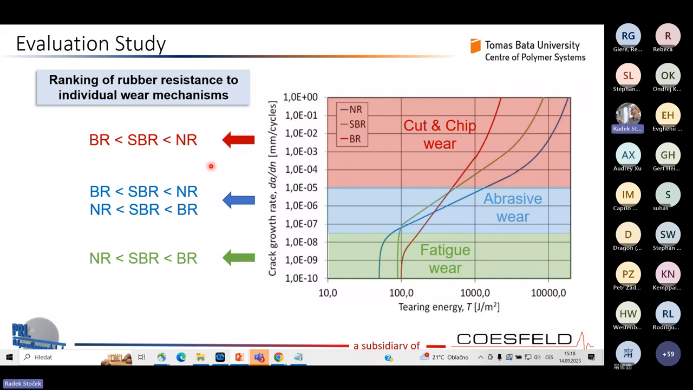As I mentioned, it is well known that the NR material, which here has the lowest T0, is less resistant against fatigue wear. However, it has the highest resistance against cut and chip. And this is exactly opposite for BR: highest resistance for fatigue wear, lowest resistance for cut and chip wear. So this exactly matches the well-known behavior.